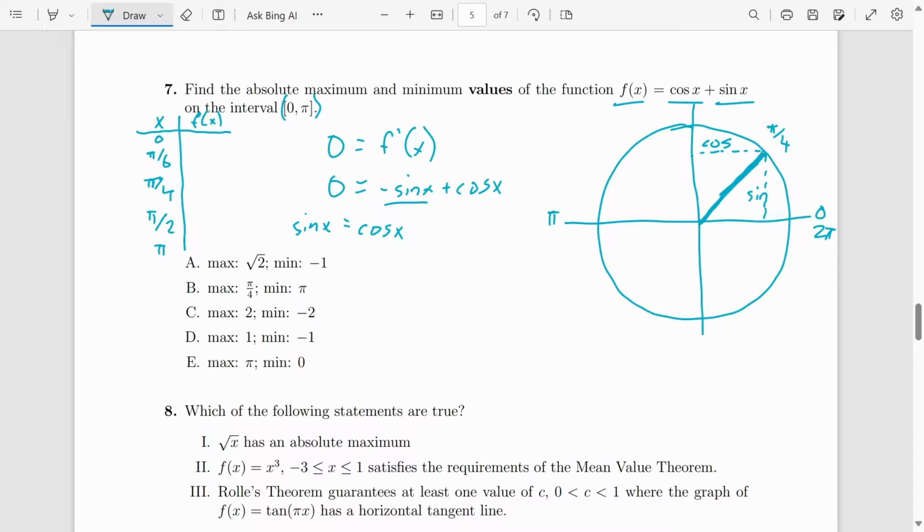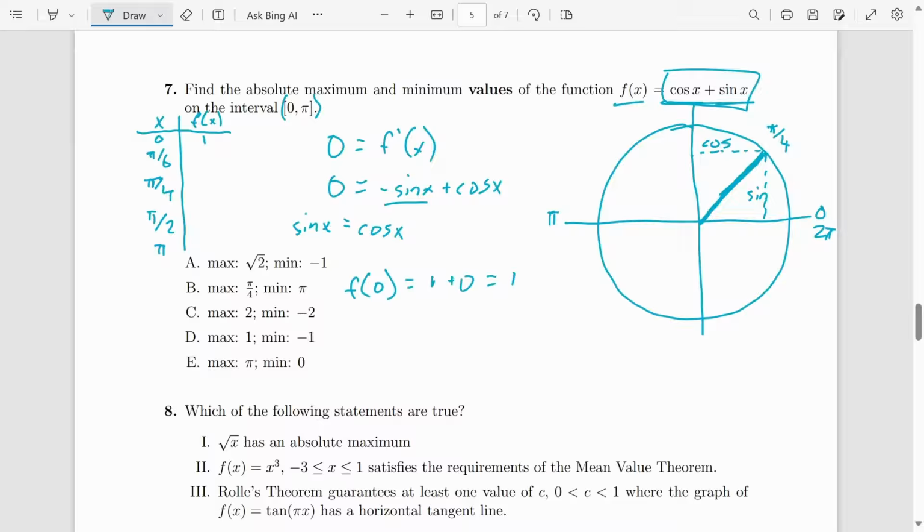So plugging in 0 into cosine x plus sine x, I'm going to write it down here so you can see it easily. That's going to be cosine of 0 plus sine of 0. So cosine of 0 is 1, and sine of 0 is 0. So this is going to equal 1. So we put 1 right there.